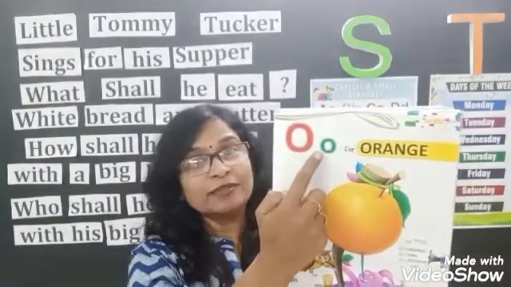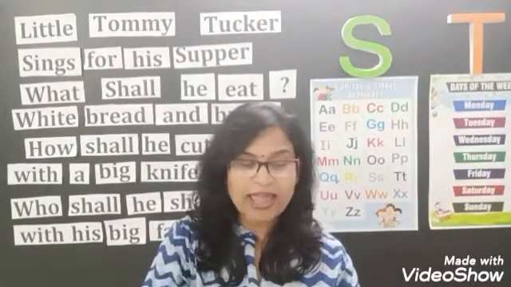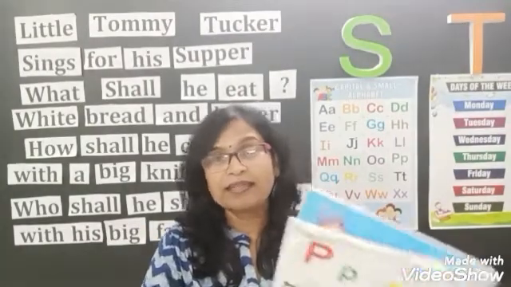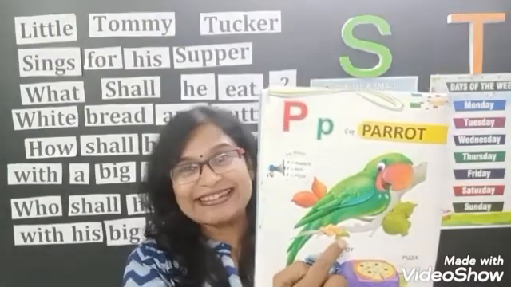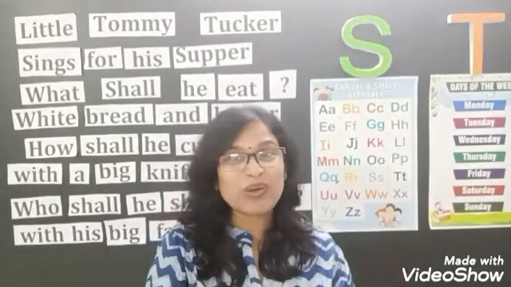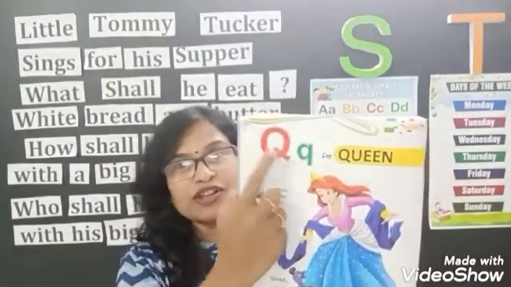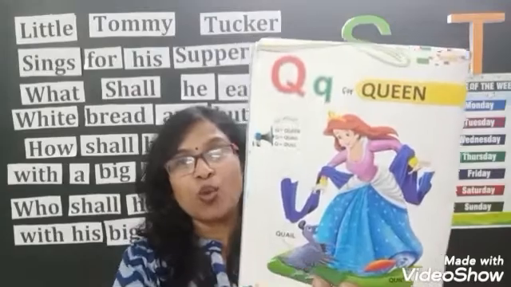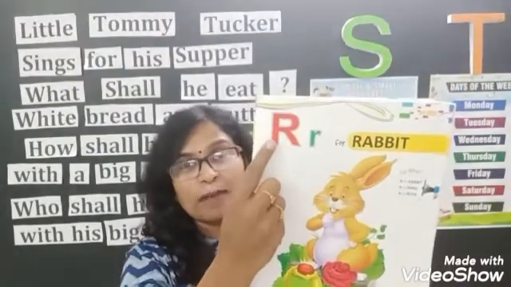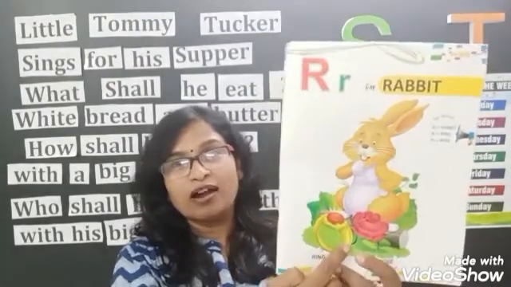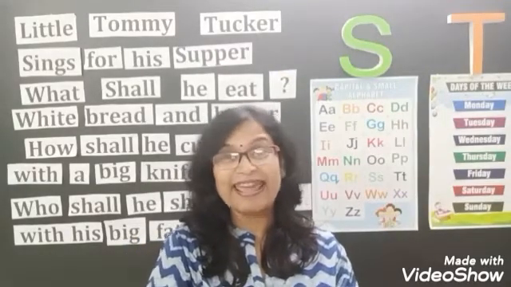Capital O and small o. O for orange. Orange is a very juicy fruit, children. Then we have capital P and small p. P for parrot. Parrot को हिंदी में क्या बोलते हैं? तोता. After P we have letter Q. Capital Q and small q. Q for queen. And then comes letter R. Capital R and small r. R for rabbit. Then comes letter S.